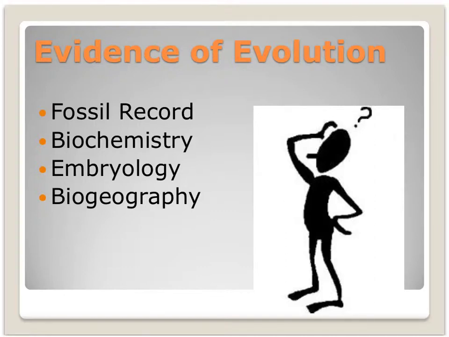Scientists always need several sources of evidence to support any scientific theory. Today, scientists use the fossil record, biochemistry, embryology, and biogeography to support the theory that change has occurred in populations over time, or evolution has occurred.